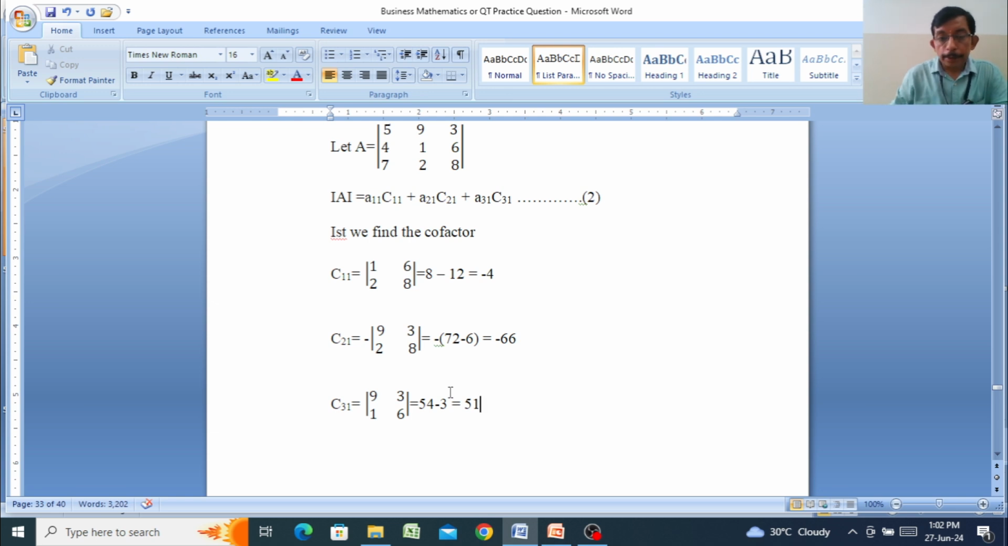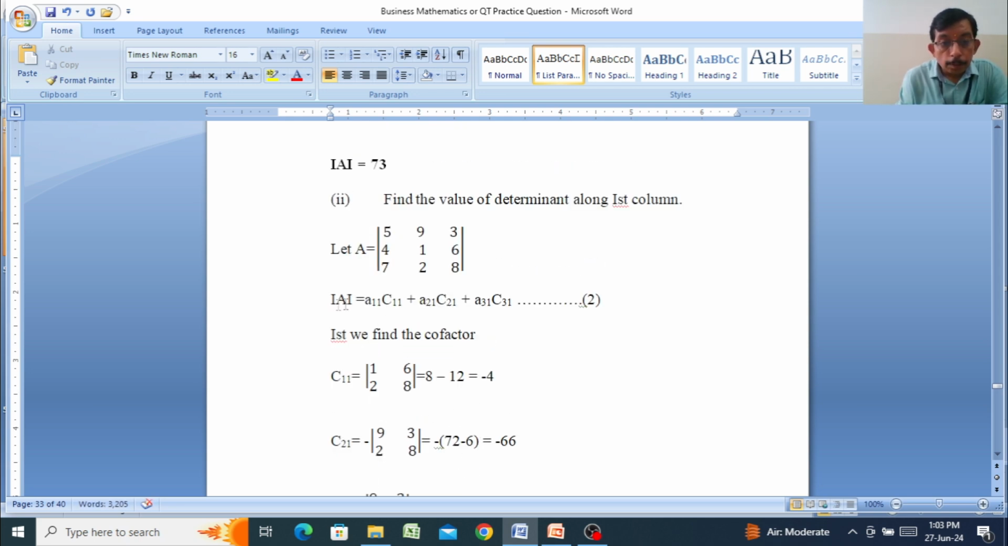Now simplify. From equation first, from equation second. What is equation second? Note down here.